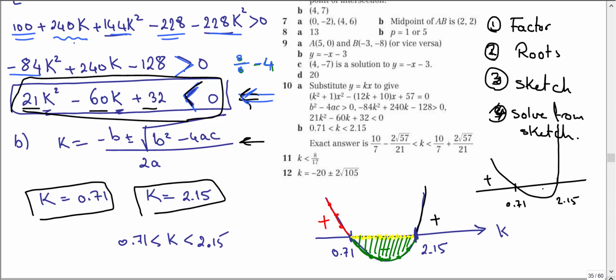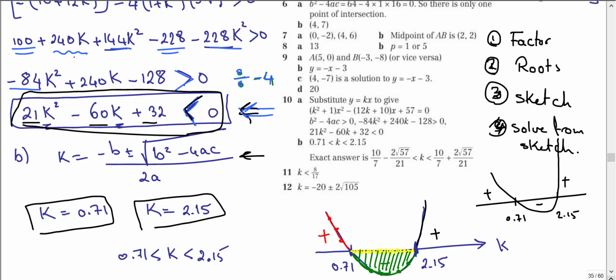And then you say this is plus, minus, plus. And you go back and you check the inequality. Is it less than or greater than inequality here? Less than or greater than? It's greater than. Actually, no, it's less than. Less than 0. 21k squared minus 60k plus 32 less than 0. Oh no, it's more than. It's less than. No, the equation says it's less than 0. Sorry.